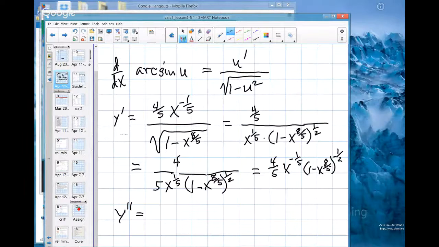All right. So now we've got to take the derivative of this thing over here. So power rule, negative 1/5 times 4/5 is what? Negative 4/25. Lower the power by 1, so it'd be negative 6/5. So that's the derivative of the first times the second. Okay, so the derivative of the first times the second.